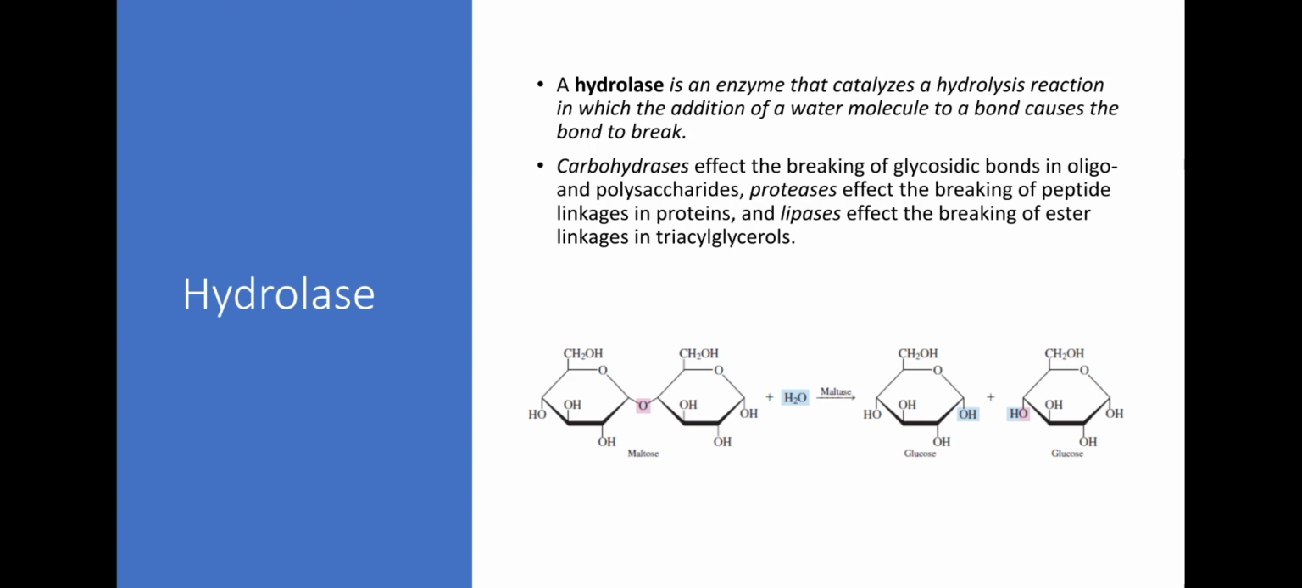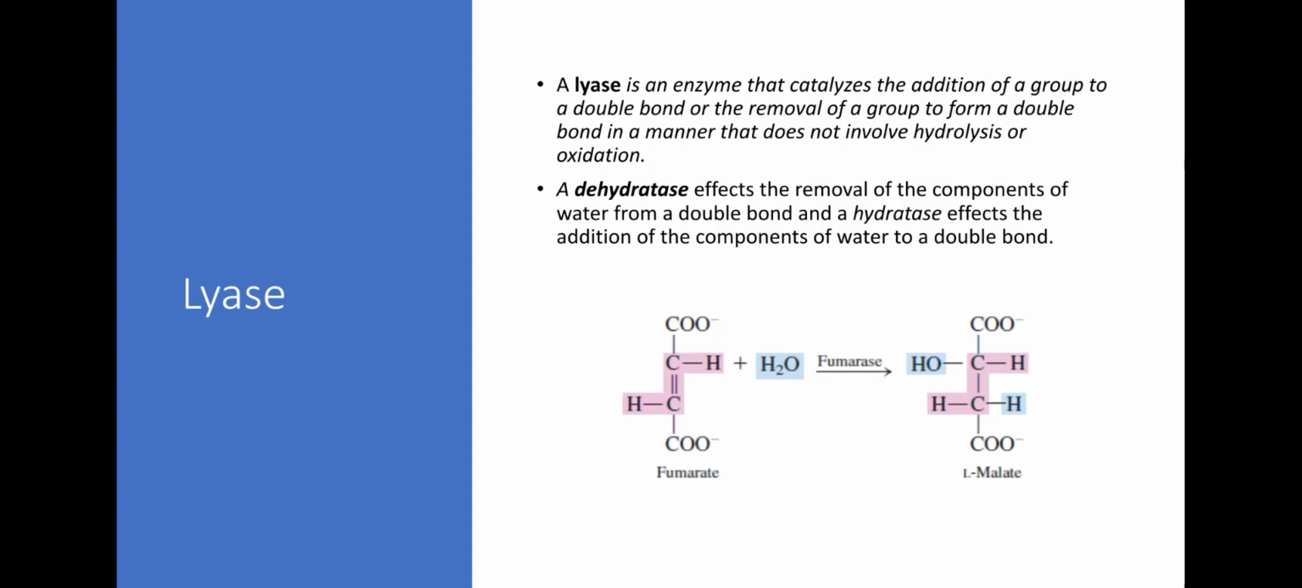The next class of enzyme is hydrolase. Hydrolase is an enzyme that catalyzes a hydrolysis reaction in which the addition of water molecule to a bond causes the bond to break. With the example below, maltose being the substrate for this reaction, wherein maltase, the enzyme, acts upon it, causes the hydrolysis between the glycosidic linkages, breaking it down into 2 glucose molecules.